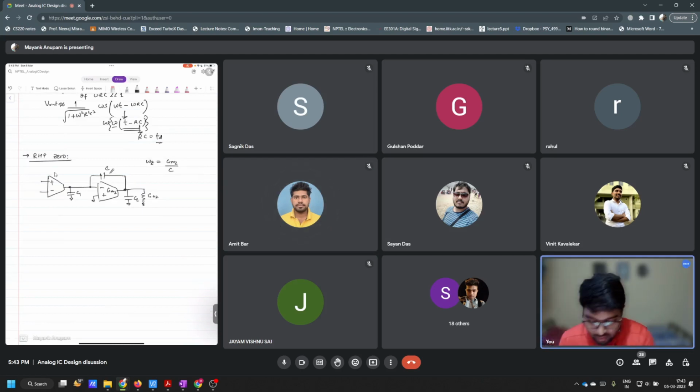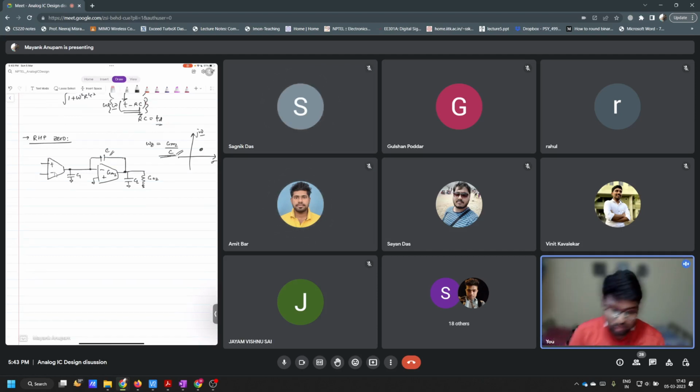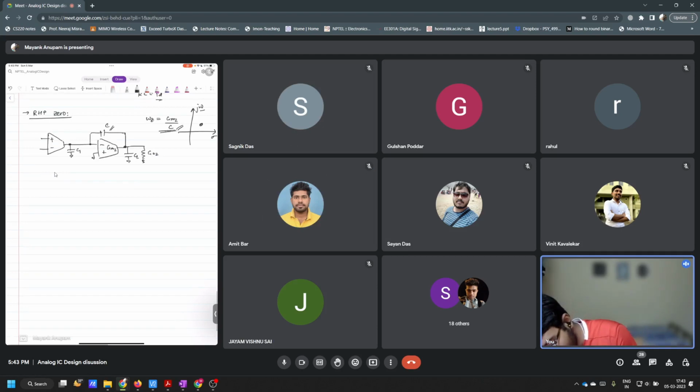Yeah. So you remember that the location of the zero here is GM2 by C, and it is in the right half plane, correct? And you also remember that this right half plane zero, in the loop gain expression, was looking something of this kind: 1 minus s over omega z, divided by 1 plus s over p1 into 1 plus s over p2. This was the loop gain expression, right?